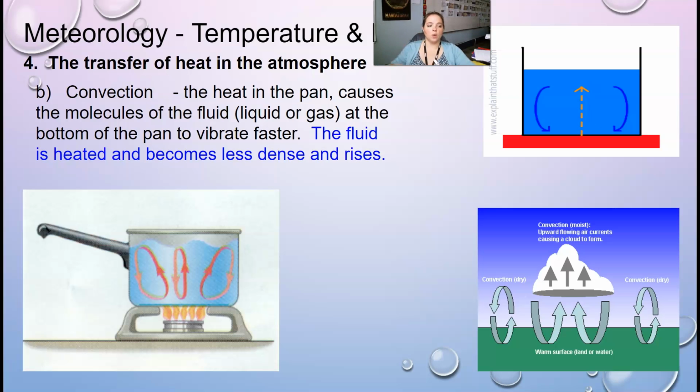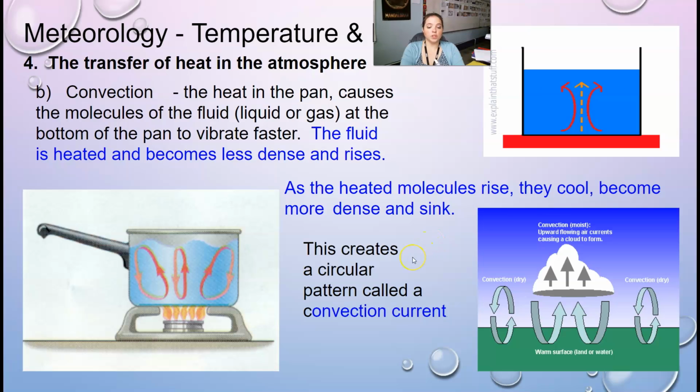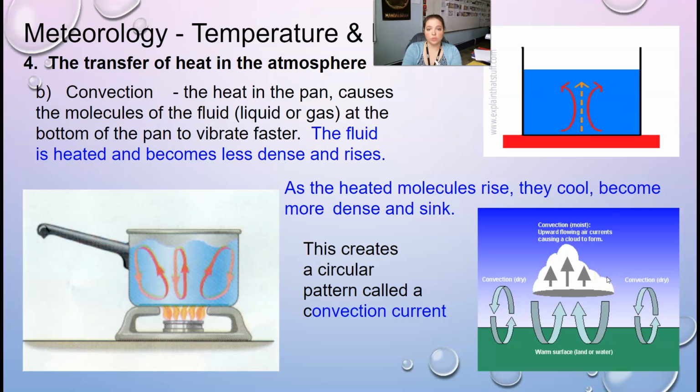And as they flow, the fluid heats and it rises because it becomes less dense. And then as they rise, they start to cool and they become more dense and sink. So that's where you get this action right here, which we saw in the mantle. This creates a circular pattern called the convection current. So we have that in the mantle. Now we're going to look at that in the air. Air currents causing clouds and whatnot.